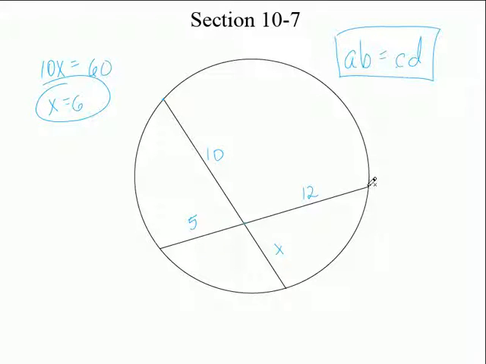Does it necessarily mean the chords are equal to each other? No, not at all. That doesn't mean the chords are equal to each other, but the product of the segments of each chord are equal to each other. Make sense? All right, let's do another example, a little bit harder than that one.